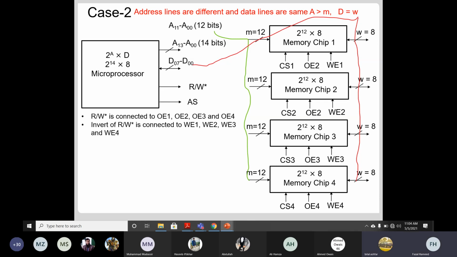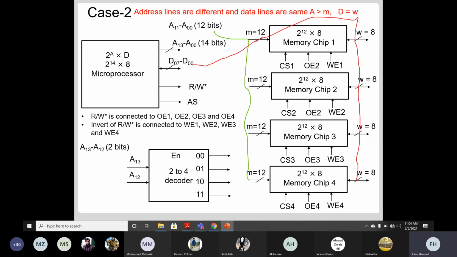So MSP के लिए मतलब कैसे करेंगे? So now it means we need additional circuitry. We need A13 and A12, that is 2 bits, the 2 remaining bits. We connect them to a 2 to 4 decoder. So in this scenario, we need a 2 to 4 decoder, and the address strobe will go to the enable signal of the 2 to 4 decoder.